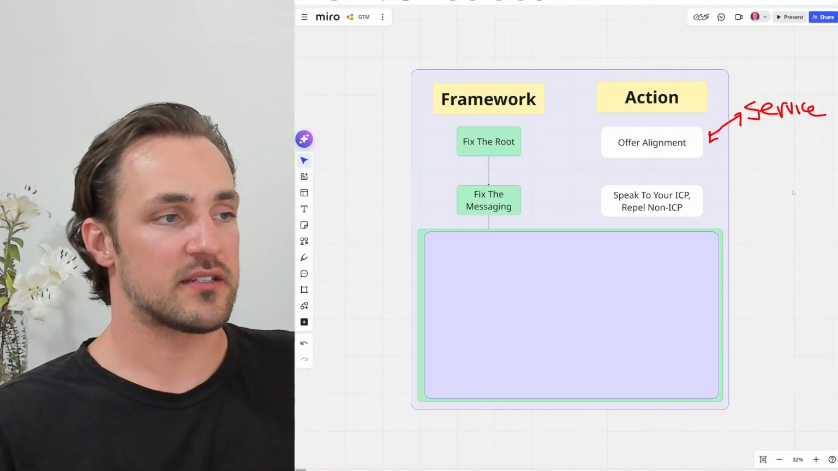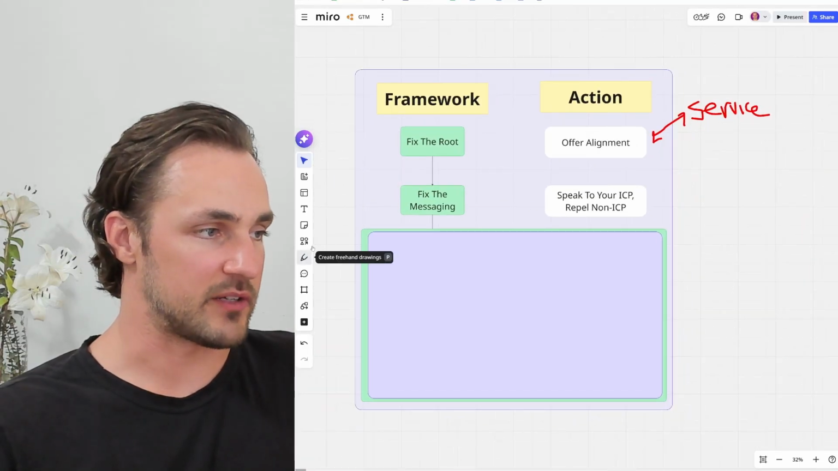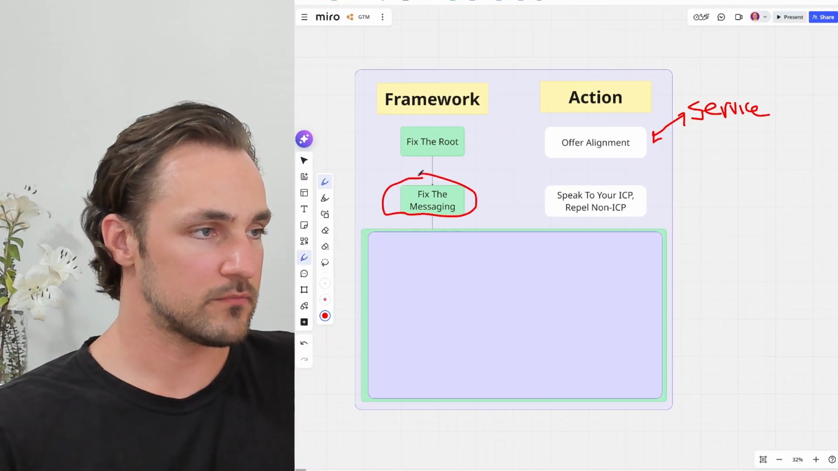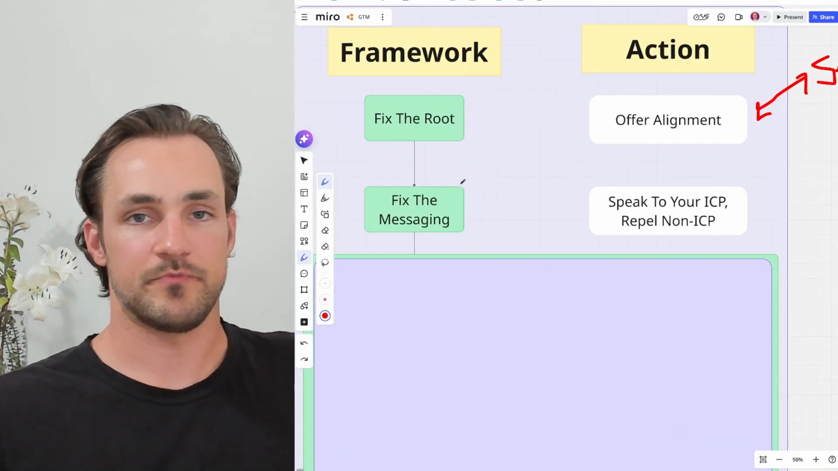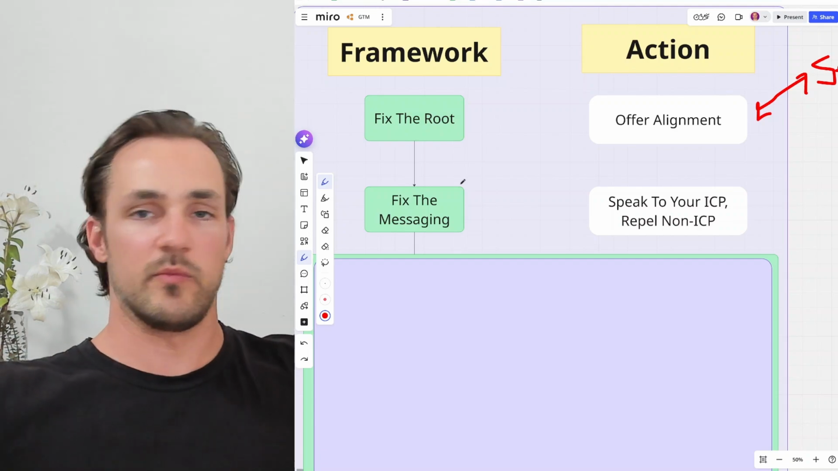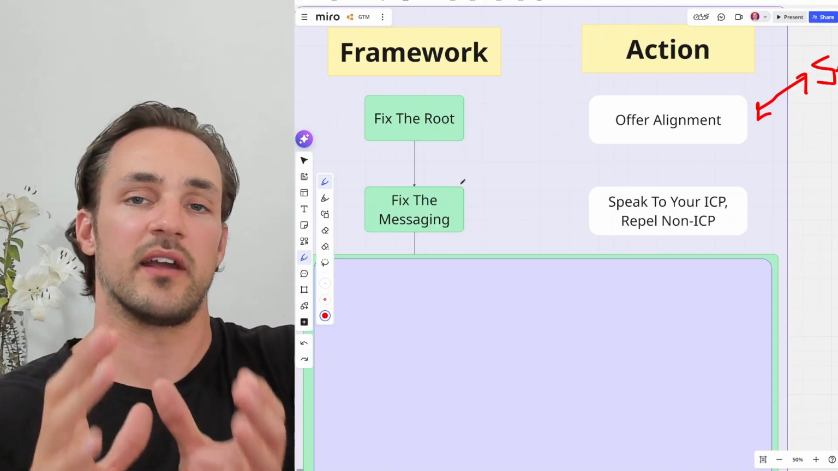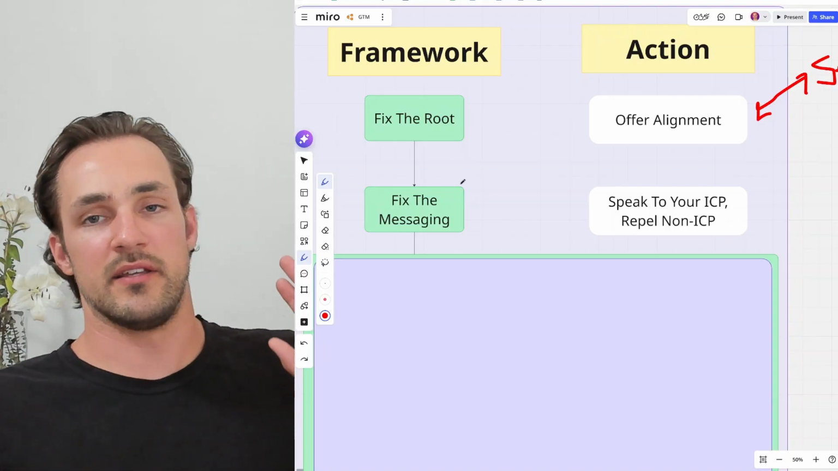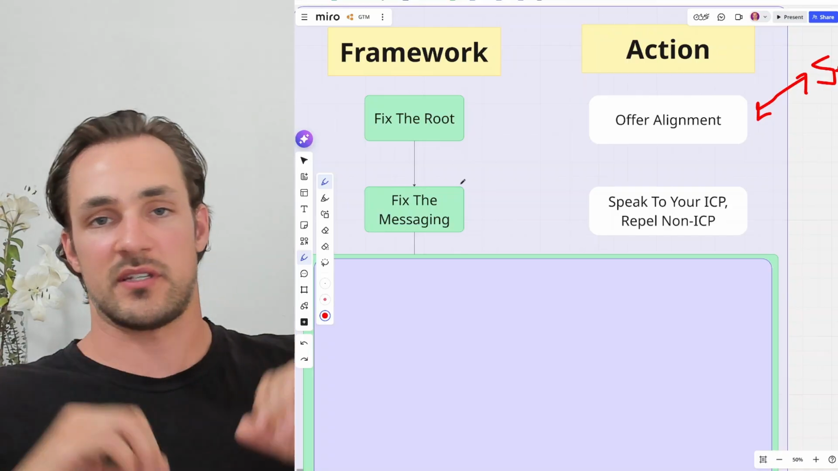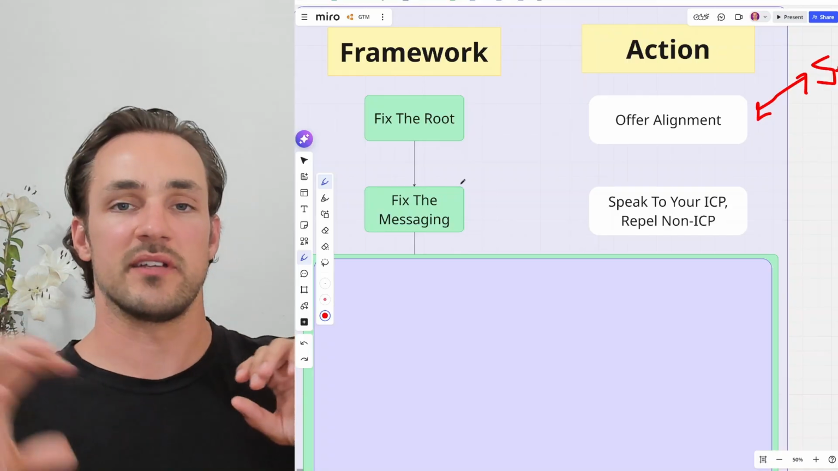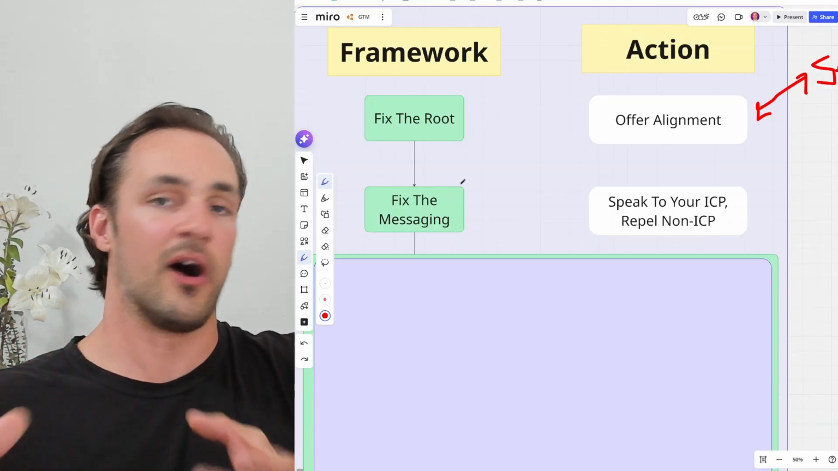All right, so the next framework and thing that we want to fix is our messaging. So messaging is just one of those broad terms we can use in marketing, but it ultimately is, what are you saying to your customer? It is very much related to your offer. Offer is just, hey, what is the outcome? But your messaging is everything that's communicating to your customer, like how they're actually getting the offer, right?